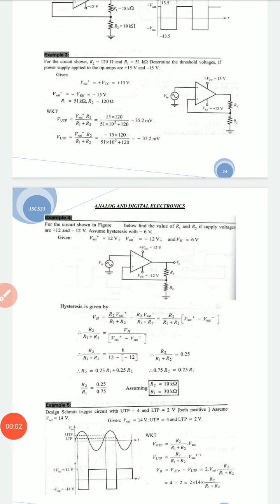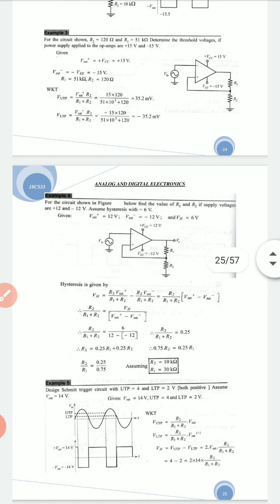Good morning, students. We have to discuss two problems that were left out in the Schmitt trigger circuit, and after that we'll go for the filters. Okay, so let us see this problem first.